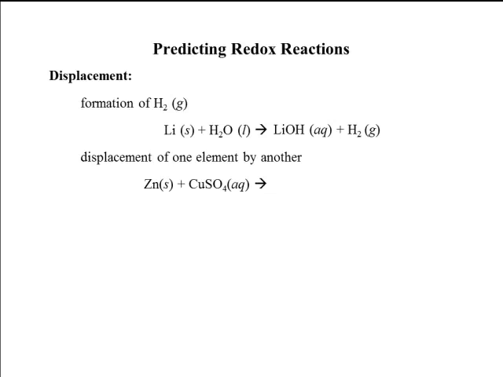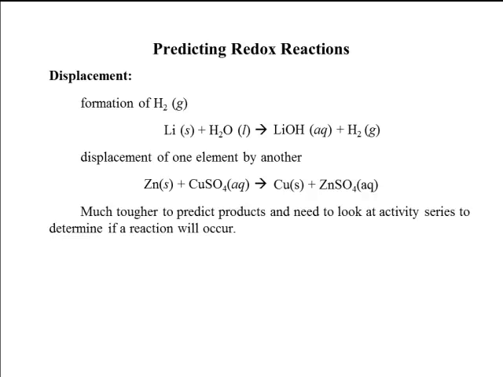Okay, that's what displacement means. We can also have displacement of metals by each other. So if I put zinc solid in a copper sulfate solution, I'll end up forming copper solid and zinc sulfate. The copper and the zinc have switched places. Now this is going to be a little bit trickier to predict products and to predict whether a reaction will actually occur or not. That's why we need something called the activity series.